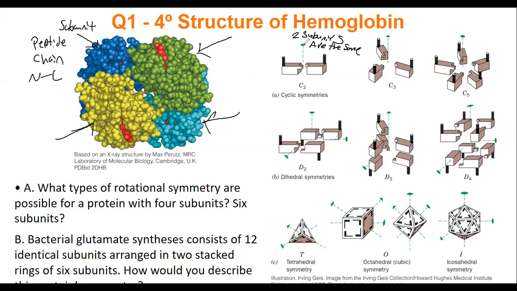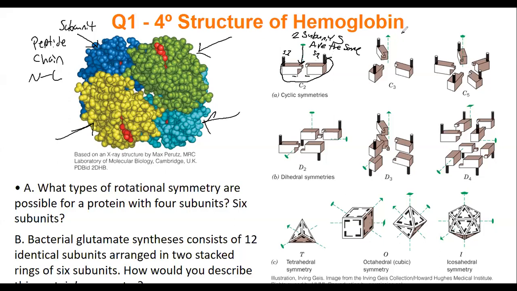And the way to look at this is that this green is your axis of rotation. So if this is subunit 1, subunit 2 is going to be a 180-degree mirror image. Because when it's a 180-degree mirror image, as shown in this picture, they're going to fit together like puzzle pieces, all right?